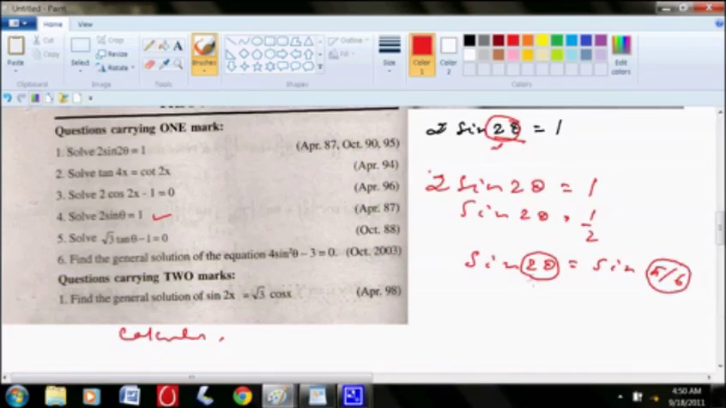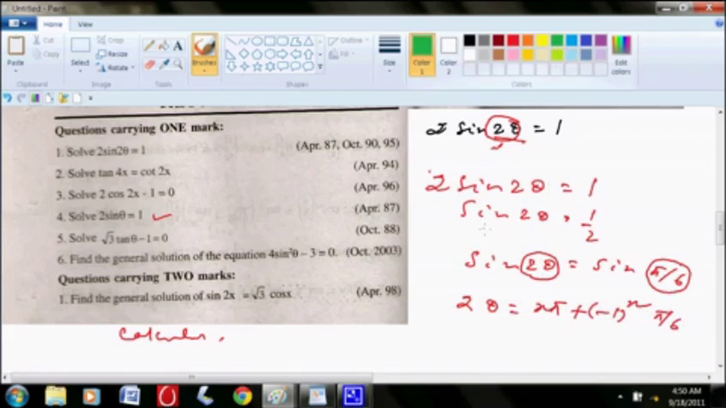What I'm saying is, forget whether it is 2 theta or 5 theta or whatever it is. Just see what it is. Sine of 2 theta. So write 2 theta and put in the formula: n pi plus minus 1 to the power n into alpha, where alpha is pi by 6.